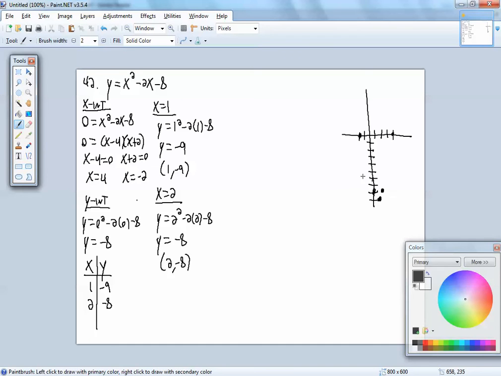I could plot some more if I wanted to. You can see the pattern. But the graph, if I roughly sketch it as well as I can sketch, would look like that.